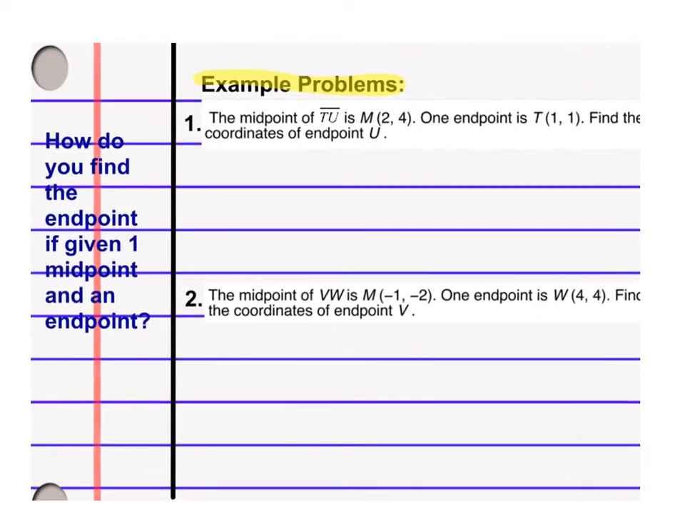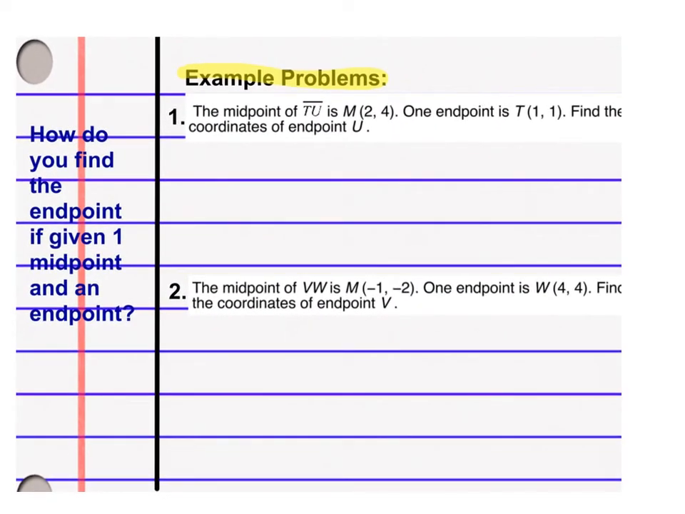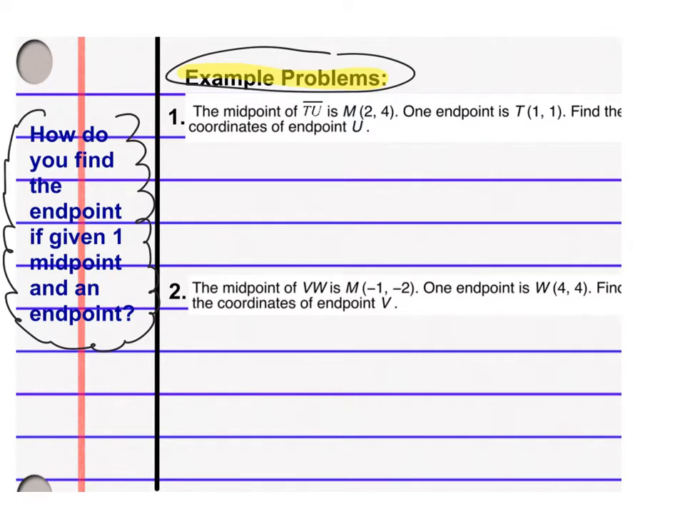All right, so we've got a few examples. So go ahead, set up example problems, or EX for short, and highlight that. All right, here's kind of an important question, so I put it in the side, and I do want you to write this down because this tends to be a hard skill for people, so I want to make sure that you're writing that question. How do you find the endpoint if given one midpoint and the endpoint? Then take a minute and write down the example.